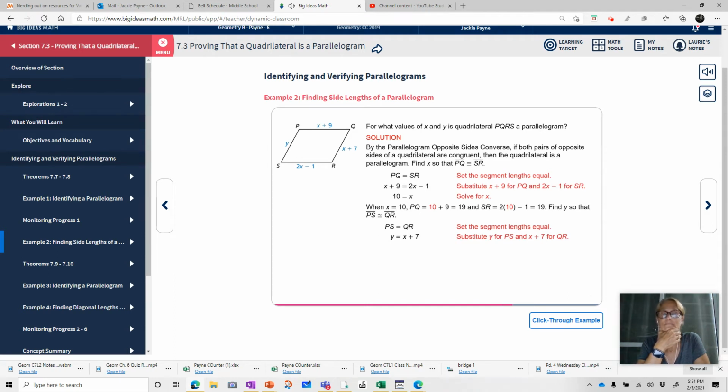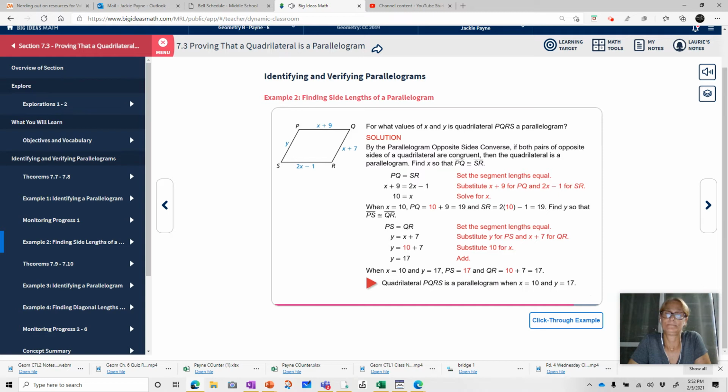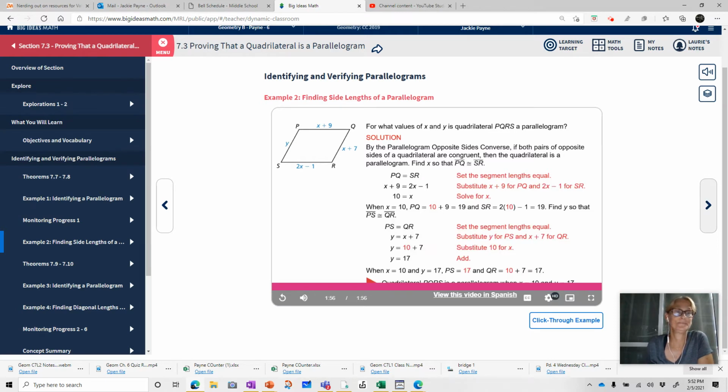Next, because x equals 10, substitute 10 for x. Now add. 10 plus 7 is 17, so y equals 17. When x equals 10 and y equals 17, PS equals 17, and QR equals 10 plus 7, which equals 17. So, quadrilateral PQRS is a parallelogram when x equals 10 and y equals 17. Some algebra for you.